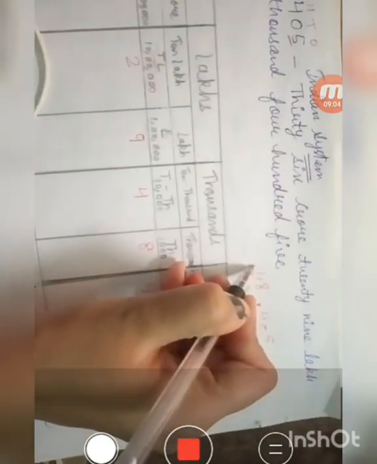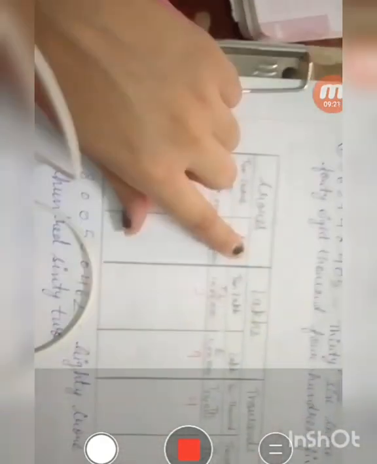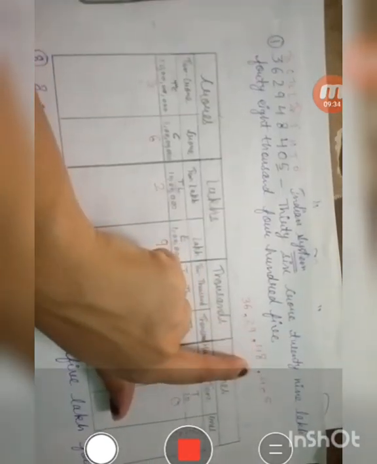So before 48 we have to put a comma. Then 29 is together in the lakh series, and 36 is also together. So after the completion of crore, we have to put a comma. After the completion of lakhs, we again have to put a comma. After the completion of this 1048, we have to put a comma.